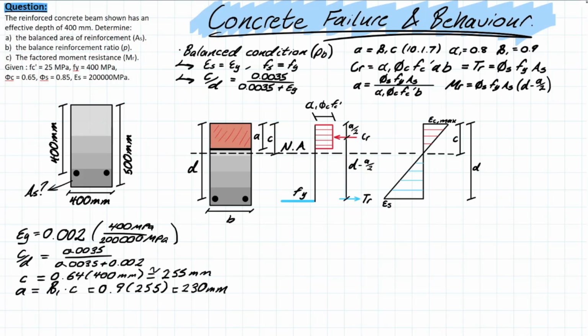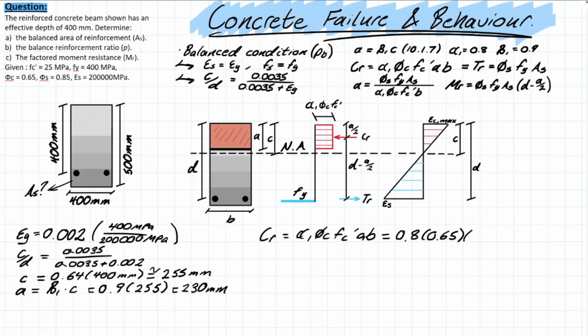The next thing we should probably go ahead and start figuring out is this Cr and this Tr. Since Cr is equal to Tr, we can rearrange that formula to solve for the unknown variable, which in our case is going to be what? The area of steel. So if we look at what Cr is going to equal, we have Cr equal to alpha 1 times phi c fc prime a b.